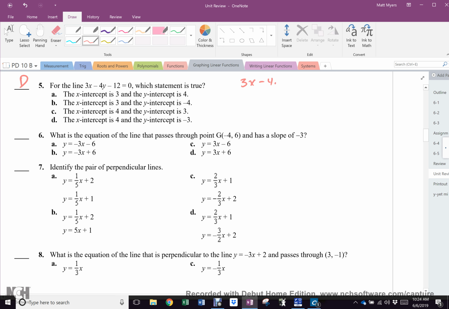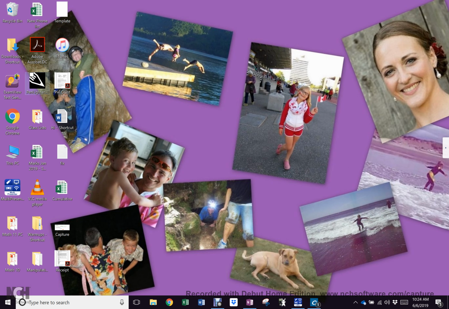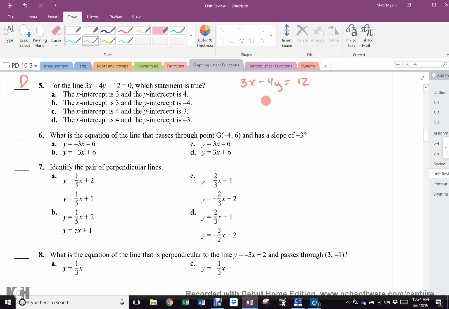3x minus 4y equals 12. So, when y drops out, 3x equals 12, x equals 4. When x drops out, negative 4y equals 12, y equals negative 3. D. 6.